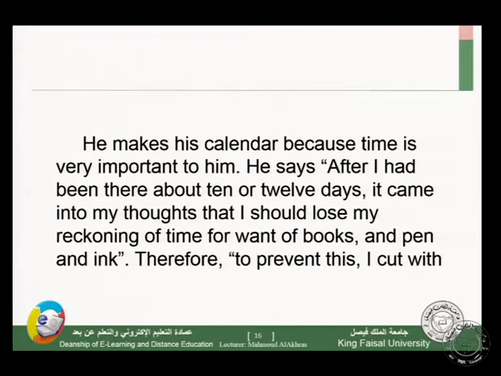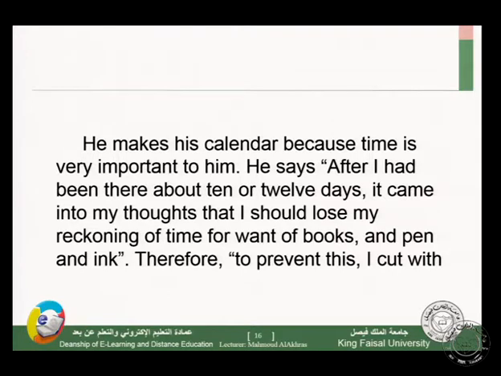He makes his calendar also. We can see again he makes his calendar as a kind of his civilized characteristic. Crusoe is civilized. He makes his calendar because time is very important to him. He says, after I had been there about 10 or 12 days, it came into my thoughts that I should lose my reckoning of time for want of books. Since I don't have books, I can lose the sense of time. So he makes his calendar, and we can see he makes his calendar on the cross by scratching with his knife.